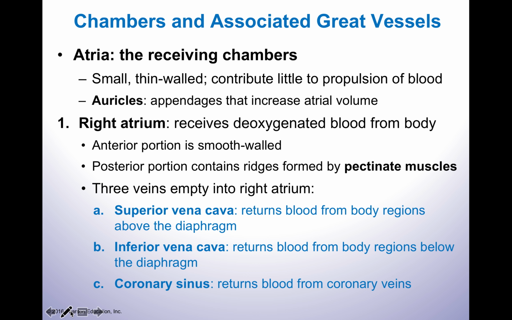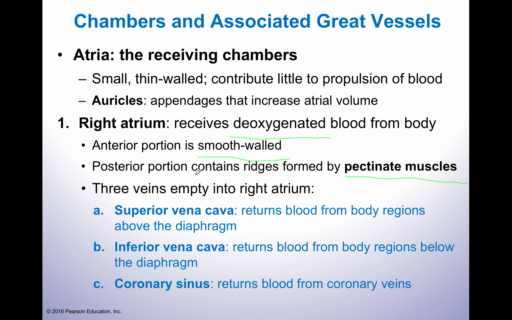Let's start talking about the right atrium. The right atrium, again, is the top chamber on the right-hand side. The type of blood you can find in it is deoxygenated blood. The top portion of the wall of this chamber is very smooth. However, as you go down toward the ventricles, ridges start to form on the surface, and these ridges are called the pectinate muscle.